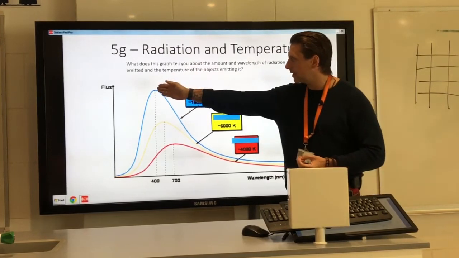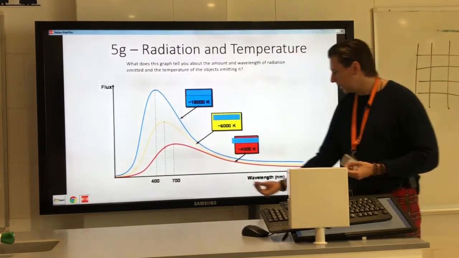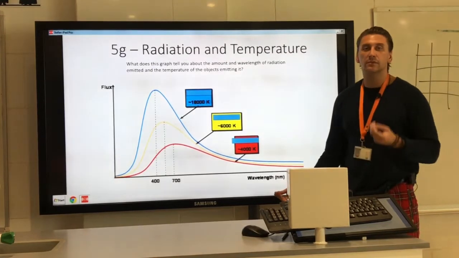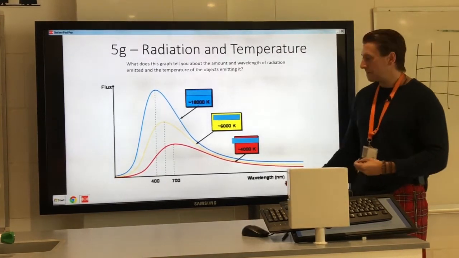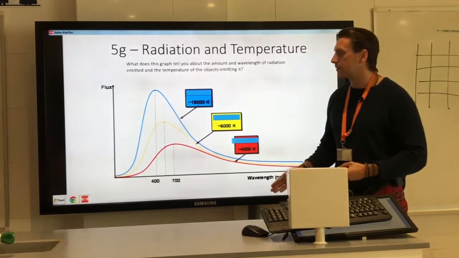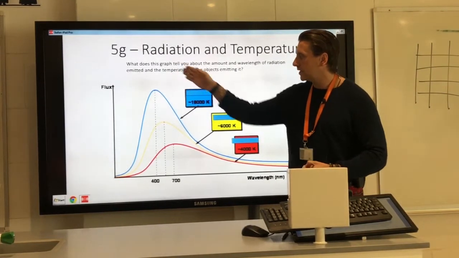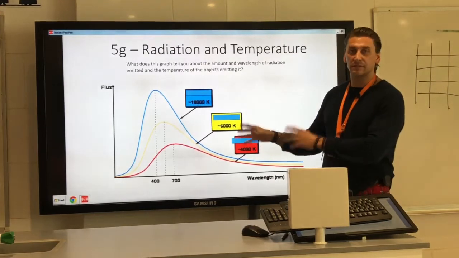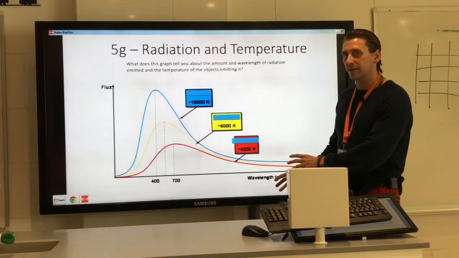Now, if you also look at where those peaks are, and you can see with the dotted lines from the very peak of each curve, it goes down to the x-axis, which in this case is wavelength in nanometers. But if you go down from the peak, you can see that they're at 3 different points. So the peak radiation for each of these curves is not at the same wavelength.